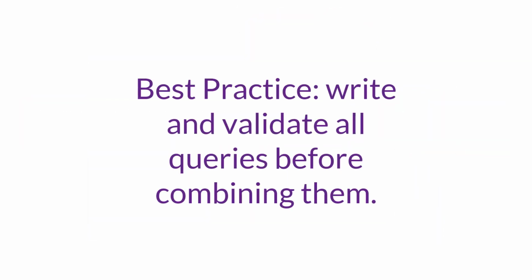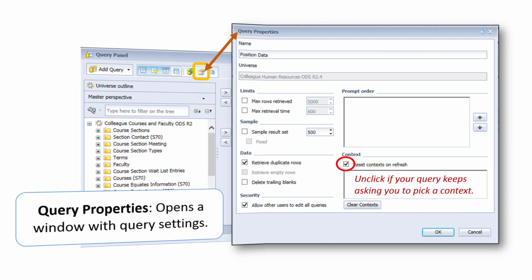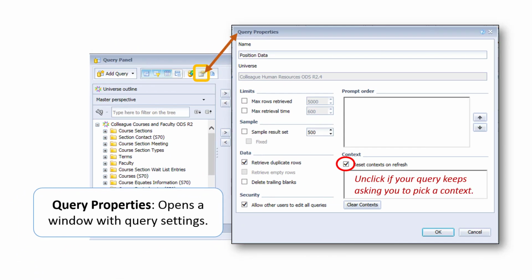It is a good idea to write both queries individually first to make sure they're working properly before attempting to combine them. Query properties isn't really necessary in most cases, but there is one important use for this screen.